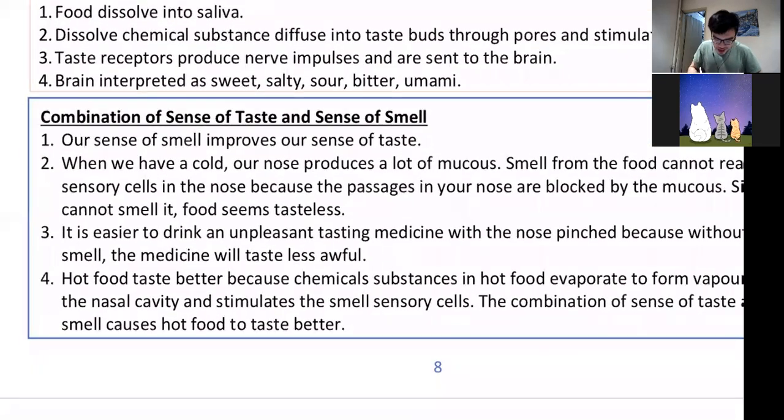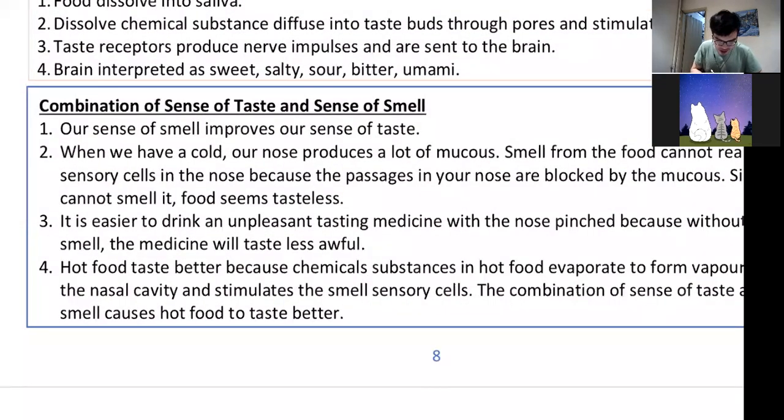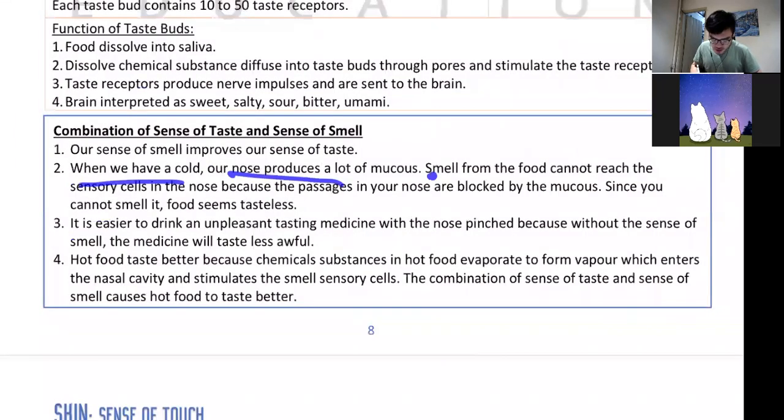So your sense of taste and your sense of smell. Our sense of smell improves our sense of taste. Like I said, you smell something before you eat something. This is why when you have a cold, your nose produces too much mucus. The smell of food cannot reach the sensory smell, so you will not smell the food and it seems tasteless. When you have a runny nose, even eating KFC, you're like, this tastes like shit, not good, because your nose is stuck already. So when you are sick, just go and eat porridge. Any food is tasteless, your appetite is like shit, and you cannot smell. So just wait for it to go.